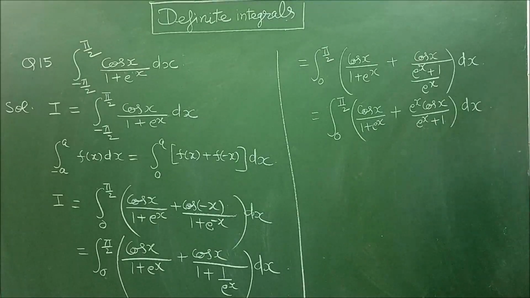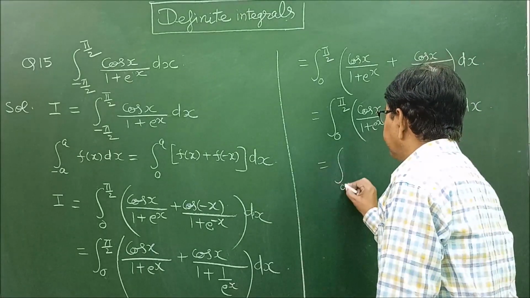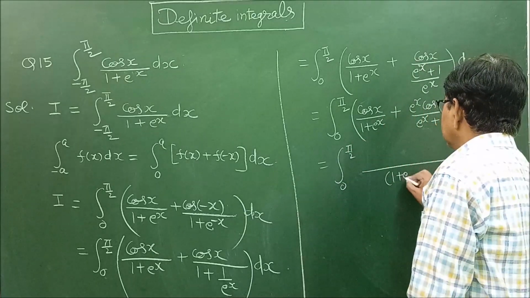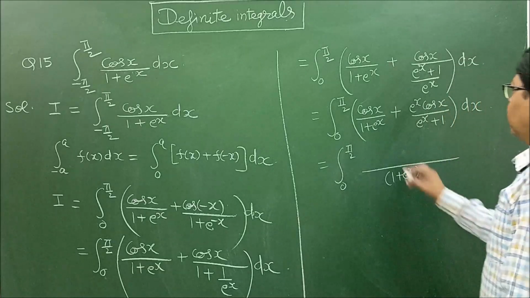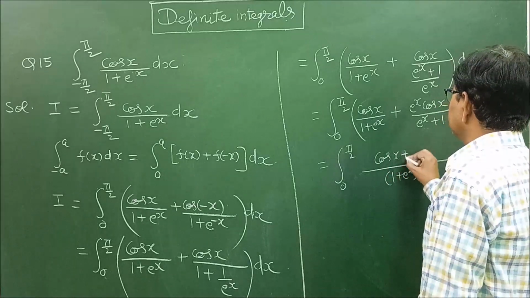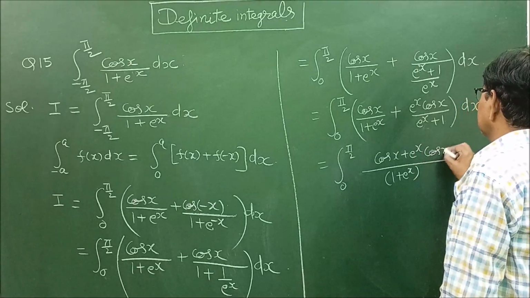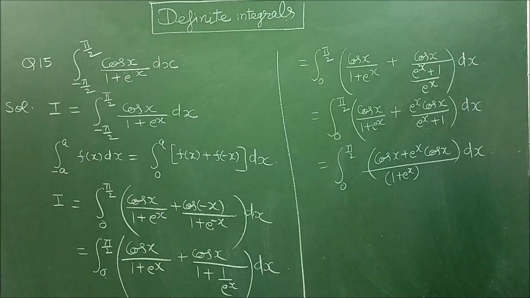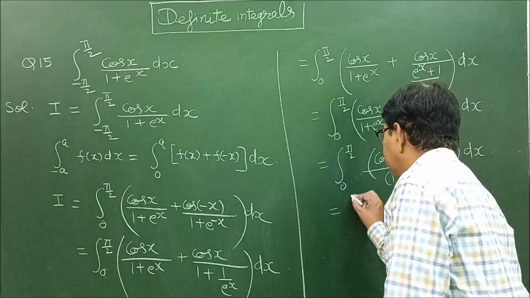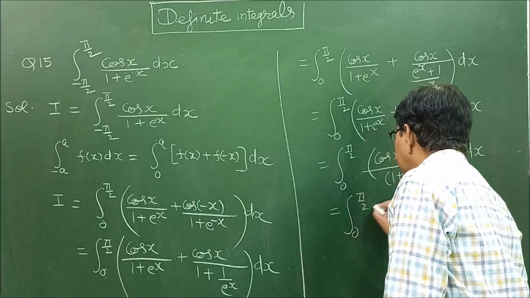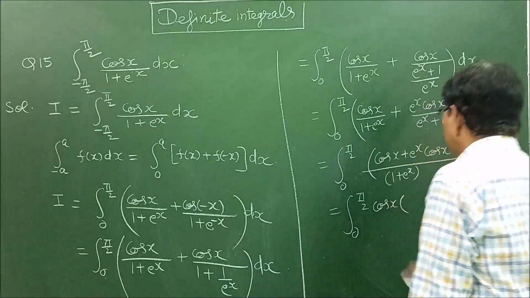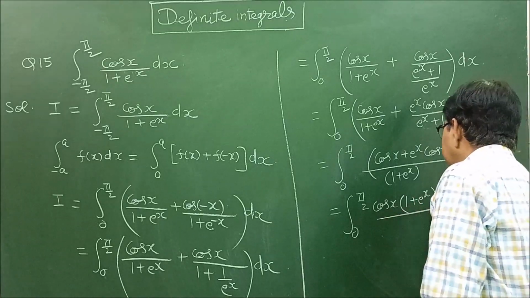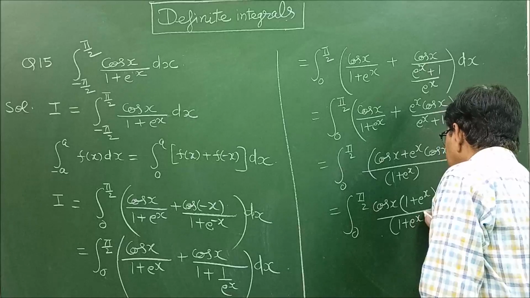Now if we take the LCM, then the integral from 0 to pi by 2 of (1 plus e^x) cos x plus e^x cos x, dx. So in the numerator cos x can be taken as common. So 0 to pi by 2 cos x into (1 plus e^x) upon (1 plus e^x) dx.